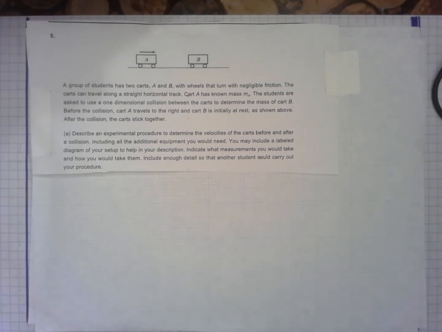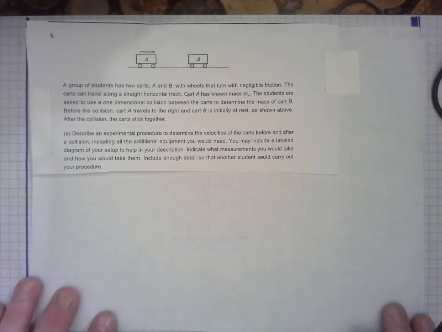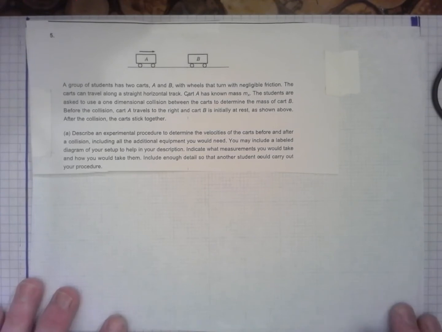Before the collision, cart A travels, like we said, and B is initially at rest, as shown above. After the collision, the carts stick together, so we have a completely inelastic collision. And they want us to describe the experiment to determine the velocities of the carts before and after the collision, including all of the additional equipment you would need. You may include a labeled diagram of your setup to help in your description. Indicate what measurements you would take and how you would take them, including enough detail so that another student could carry out your procedure.